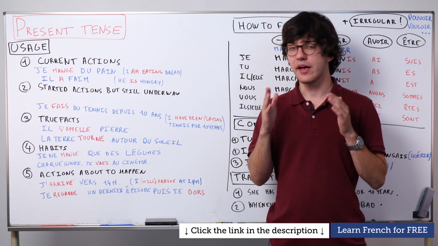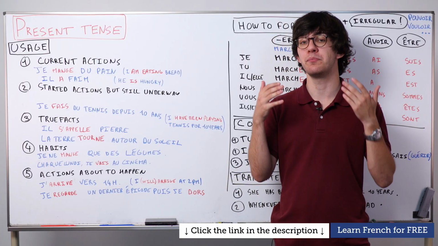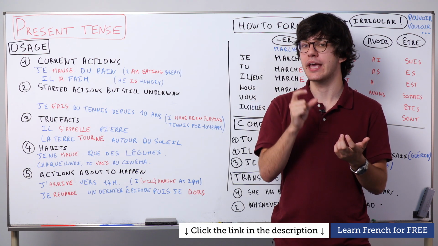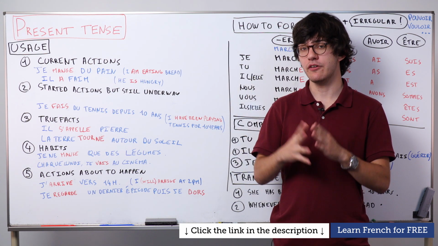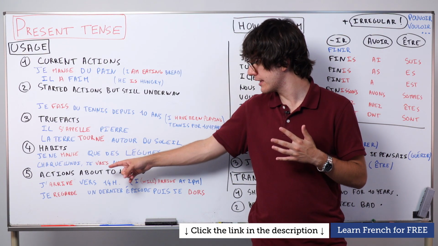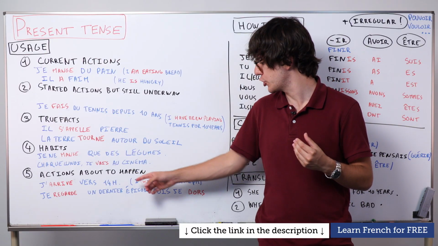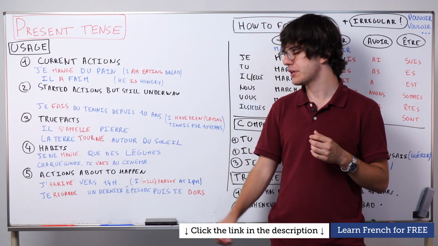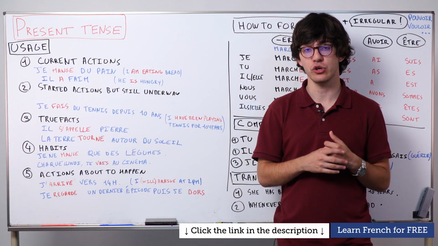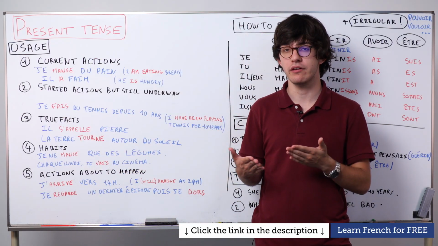And the last one is actions about to happen. If you want to say that you will arrive at 2 p.m., in English you use will arrive. But you can also say I am arriving at 2 p.m. In French, it is more common to use just present. If you want to underline that the action is really about to happen, like you will really arrive soon, you can just drop the future and use the present. J'arrive vers 14 heures. I will arrive at 2 p.m.